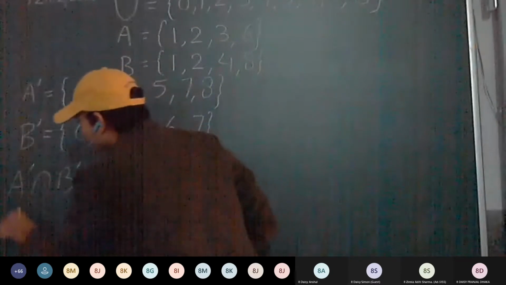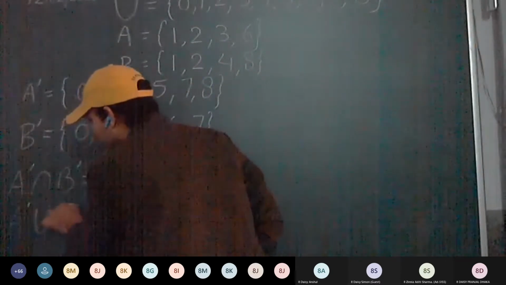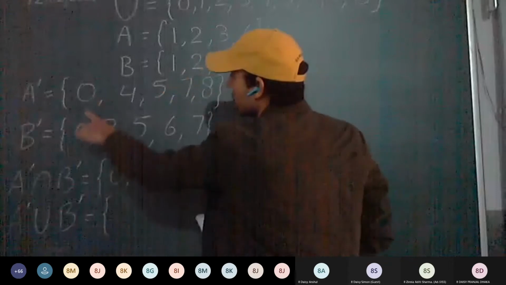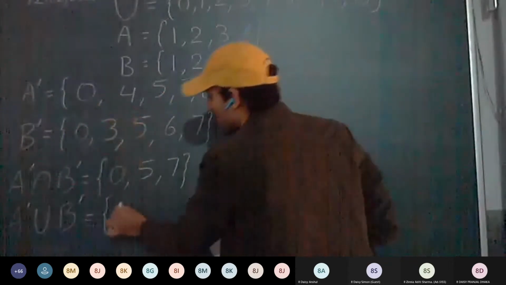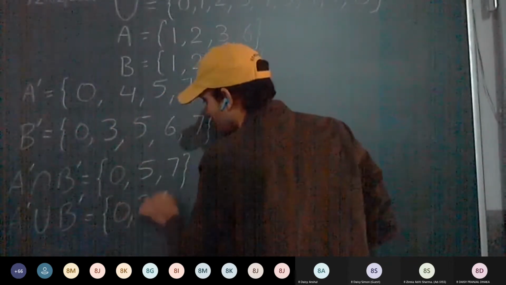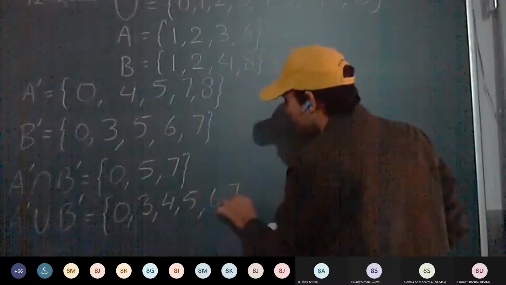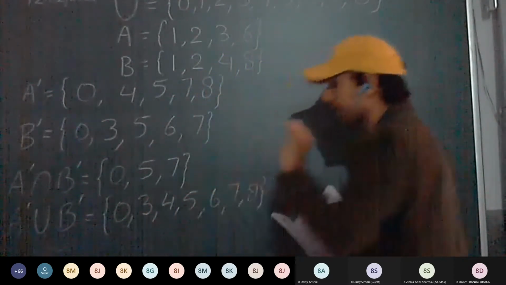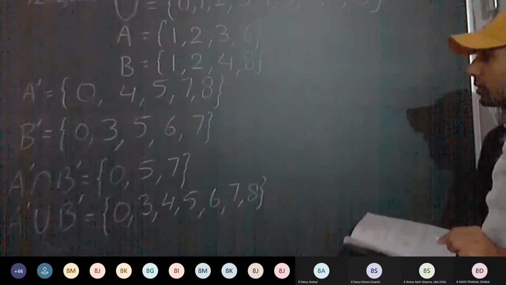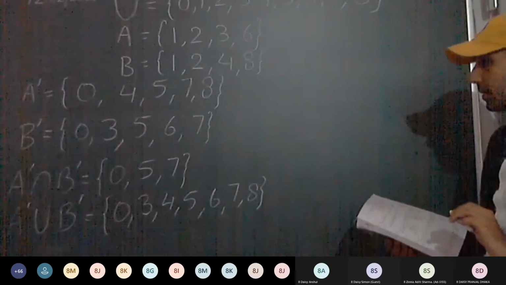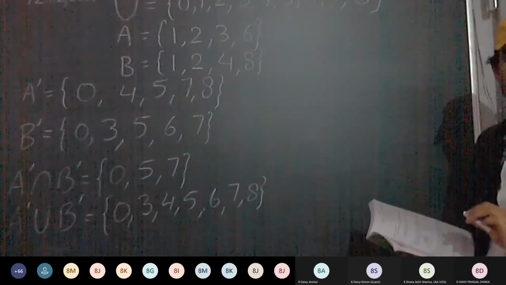Now A dash union B dash. The union: 0, 3, 4, 5, 6, 7, 8. Is there any mistake? This is clear? Any doubt till now?